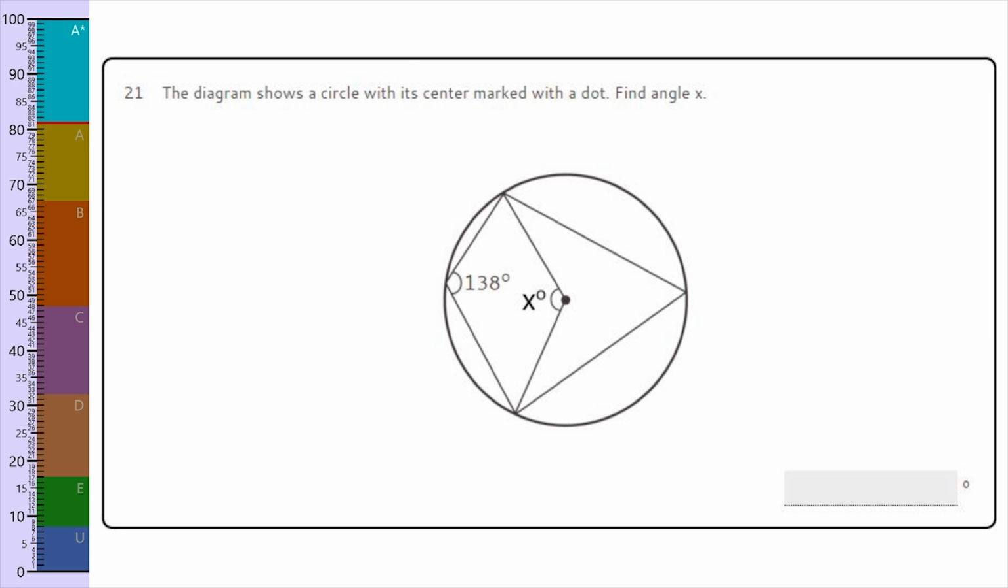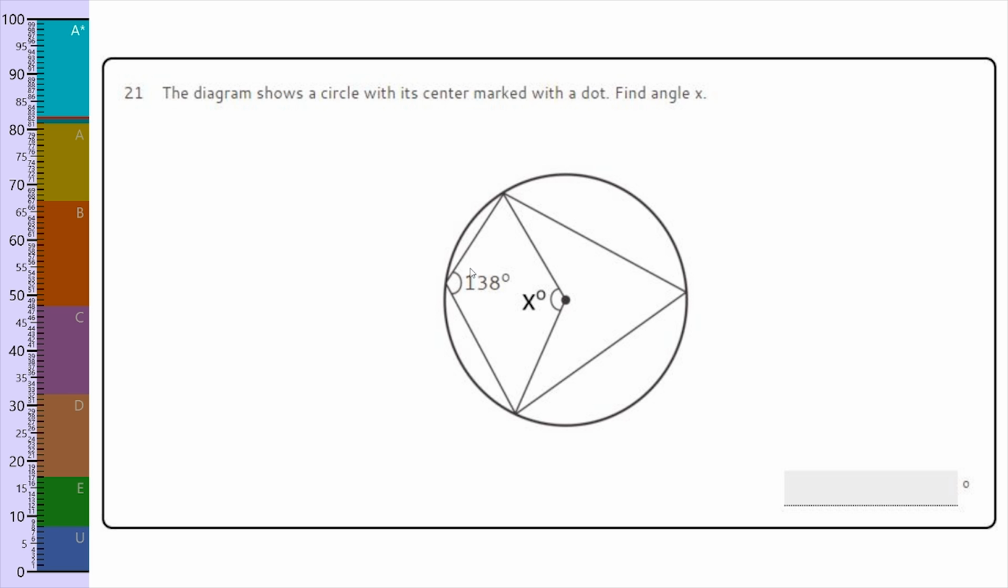Okay, let's move on. So we're on A star if we get this right. So pause the video now and have a go. Okay, good circle theorem question. This is quite an easy circle theorem question because there's only 2 circle theorems, none of the harder ones.